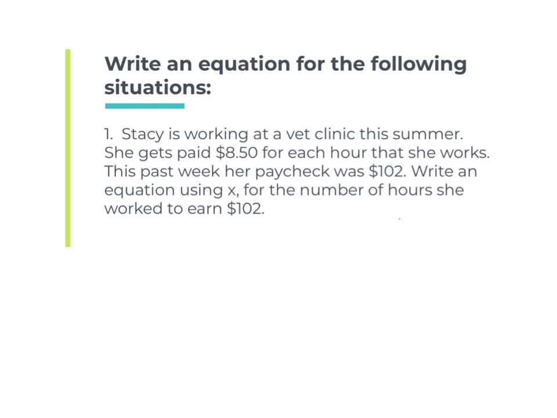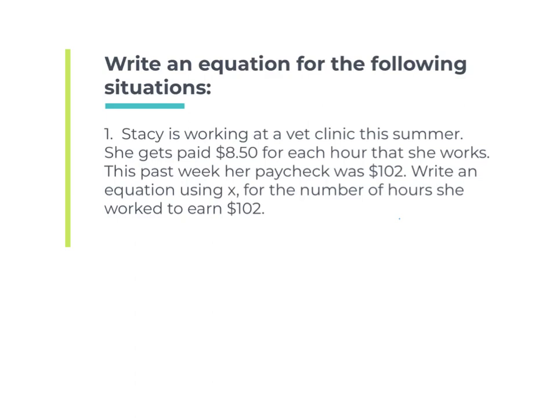For each of these problems, our first step is going to be to read it to see what's happening in the situation that gets us to our equation. So number 1, Stacy is working at a vet clinic this summer. She gets paid $8.50 for each hour that she works. This past week, her paycheck was $102. Write an equation using x for the number of hours she worked to earn $102.